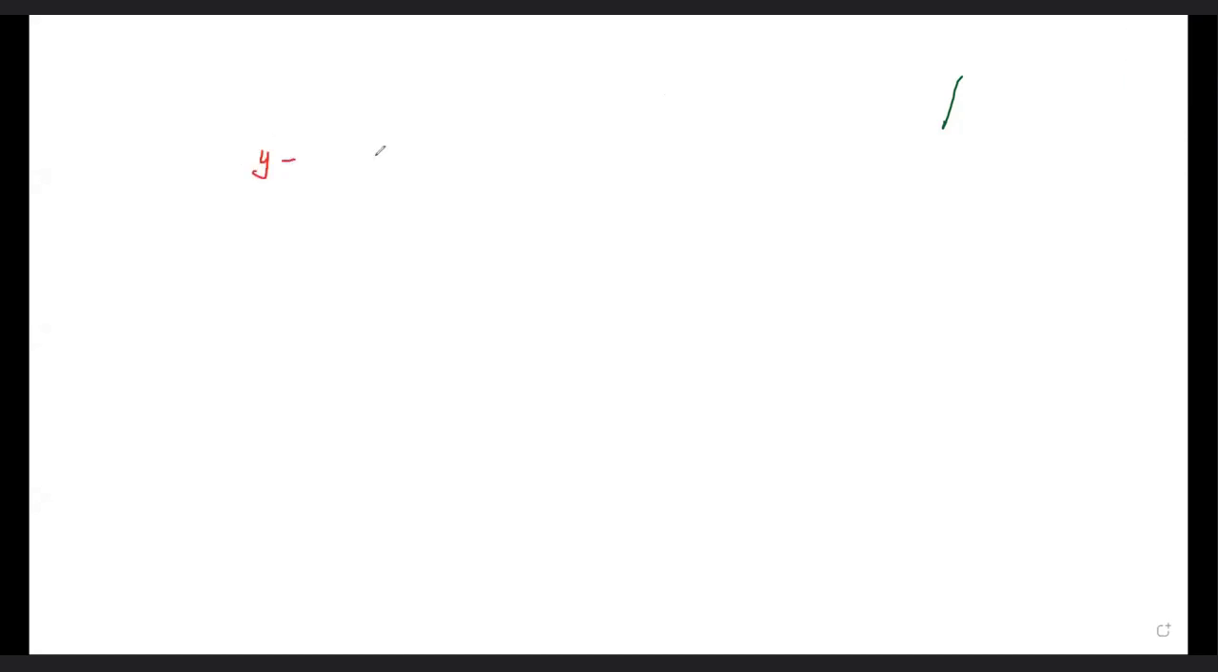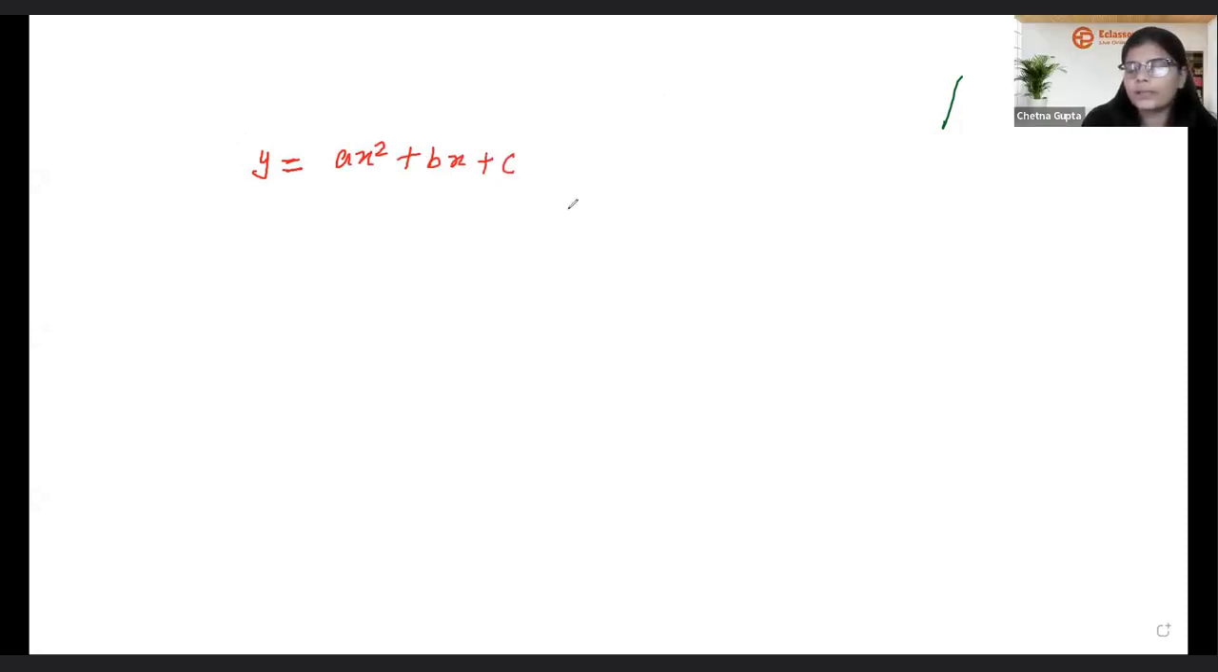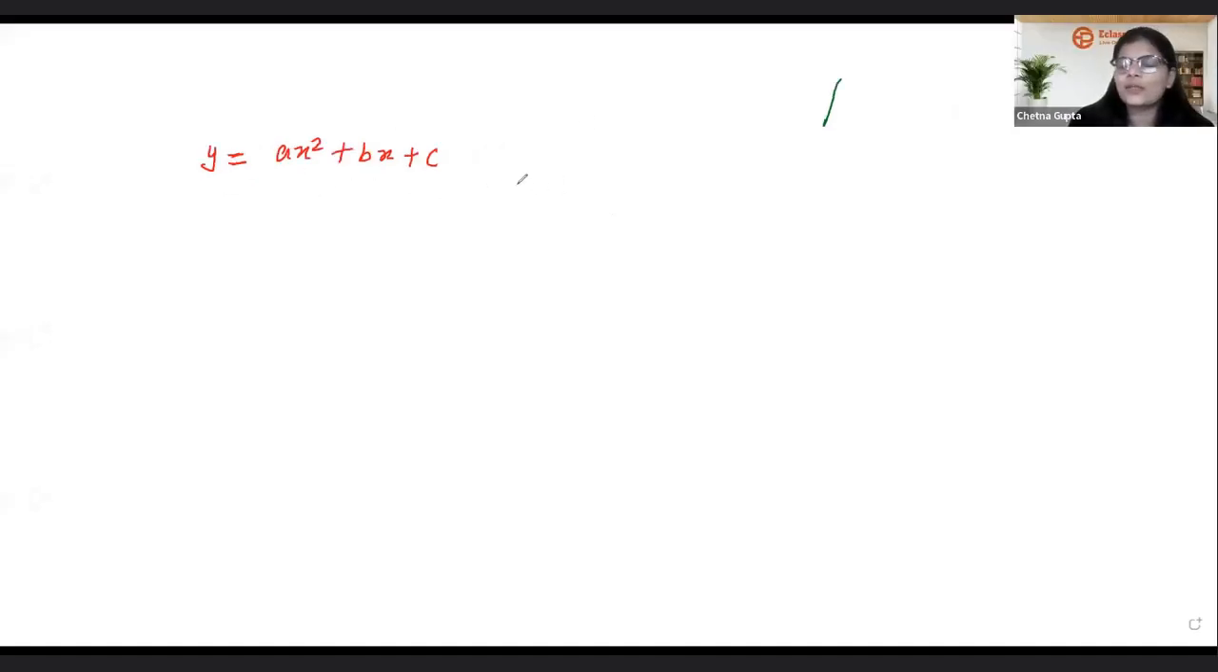Do you know the method how to solve that part? Do you have any? Yes. So this ax square plus bx plus c, what is this called as? So completing the square method. But what is this equation? Why are we applying the completing square method on any equation?